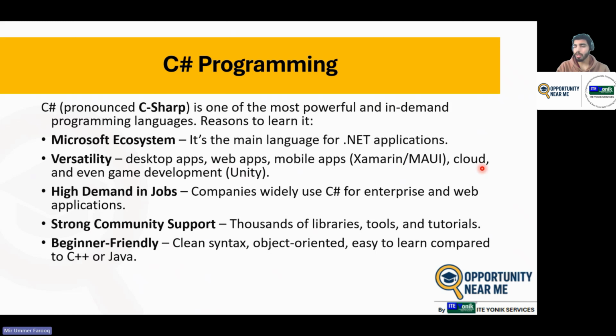We can also create cloud applications and even game development. Generally, when you play games, there is an icon of Unity on them. Unity uses C Sharp as its programming language. And the third thing is high demand in jobs. Companies widely use C Sharp for creating applications because of the advantages I already told you. And it also has strong community support.